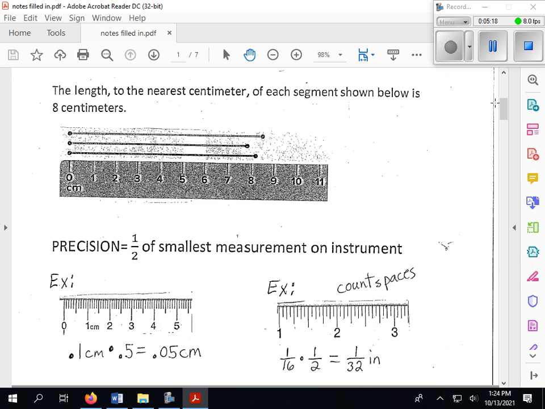Put an asterisk beside this where it says precision. This is important. The precision of a measuring tool is 1/2 of the smallest measurement on the instrument. What's "of" mean in math? Times. So it means 1/2 times whatever that smallest unit is. That's how you find the precision of a tool. 1/2 times whatever the smallest unit is.